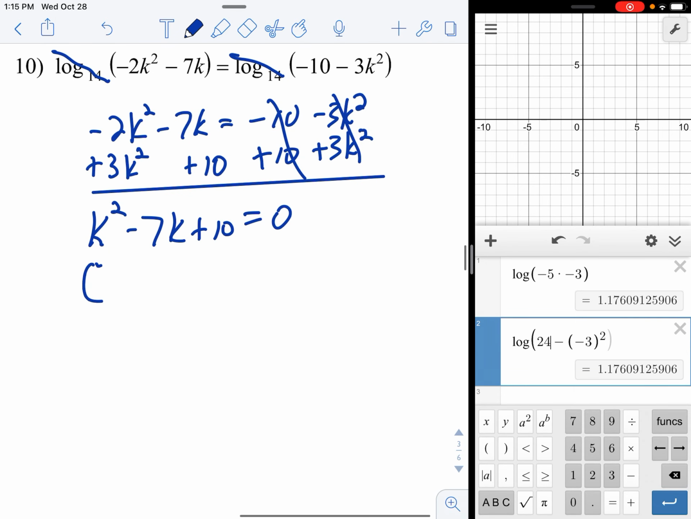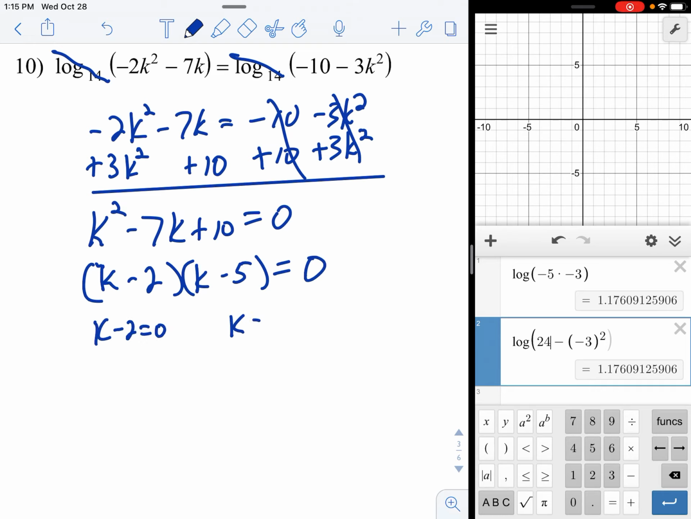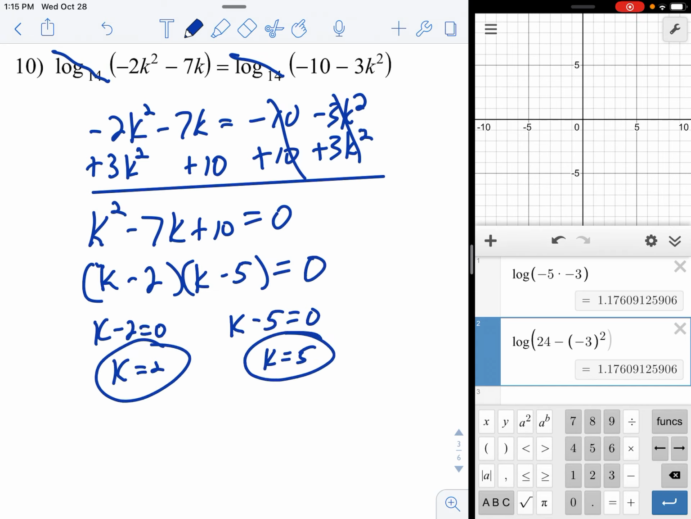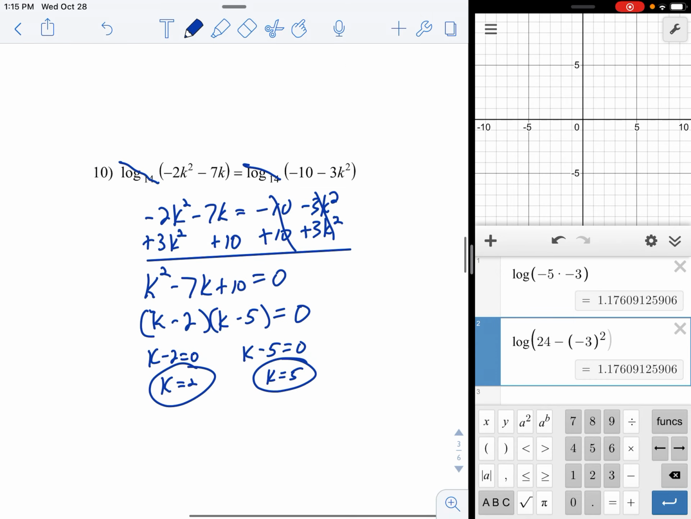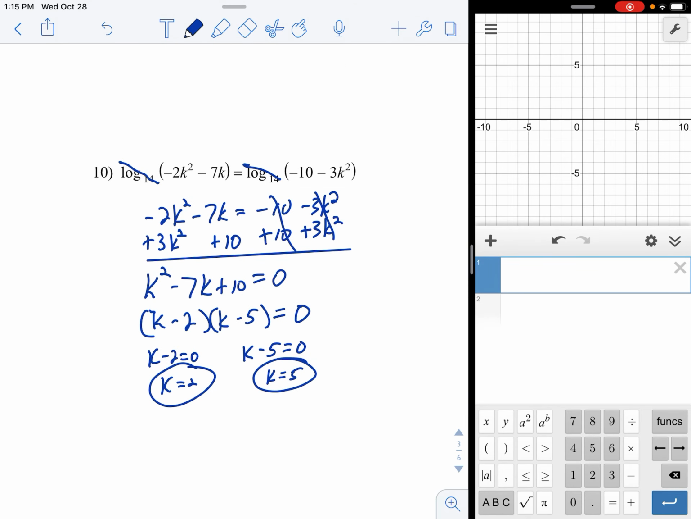Okay, so now I factor this. K and k. I need 2 numbers that multiply to 10, add up to -7. I believe that's going to be -2 and -5. They multiply to 10, they add up to -7. Set each one equal to 0, which you could probably do in your head. K equals 2, k equals 5, and you're like, okay, here are my answers. Then you have to go back and check and see, are they really answers?